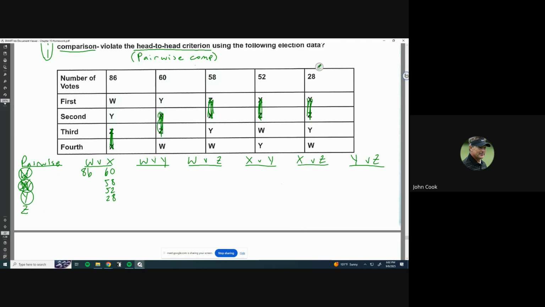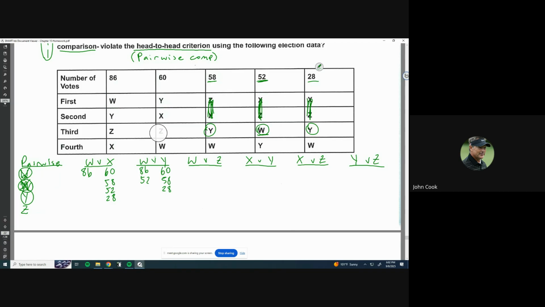Okay, so let's see. W is the winner here. Y, W, Y. Okay, so let's see how many W gets. W gets 86. And then W gets 52. Looks like Y gets 60, 58, and 28. So 60, 58, 28. Okay, now let's do the next one.